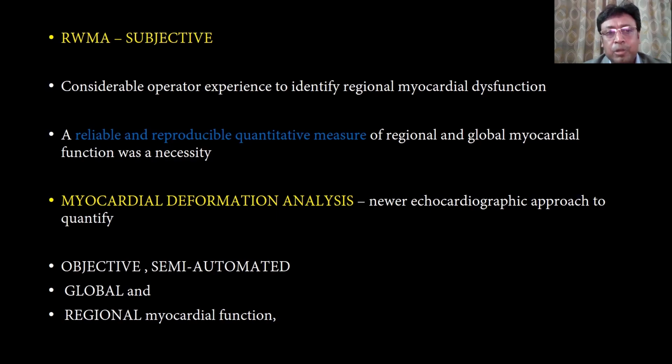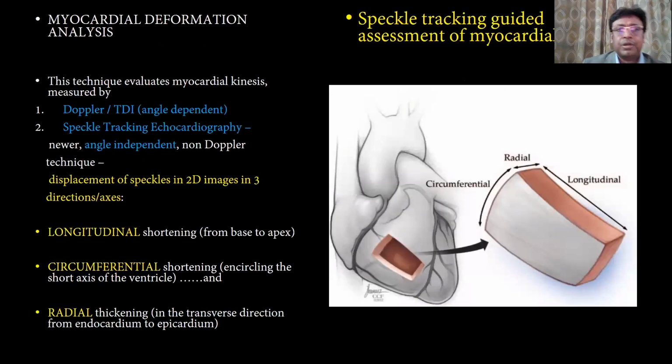So a reliable and reproducible quantitative measure of regional and global myocardial function was necessary for a long time. And myocardial deformation analysis is such a newer echocardiographic mode, which is objective, semi-automated, and gives a global and regional assessment of myocardial function. So how can you assess myocardial deformation? There are two predominant techniques.